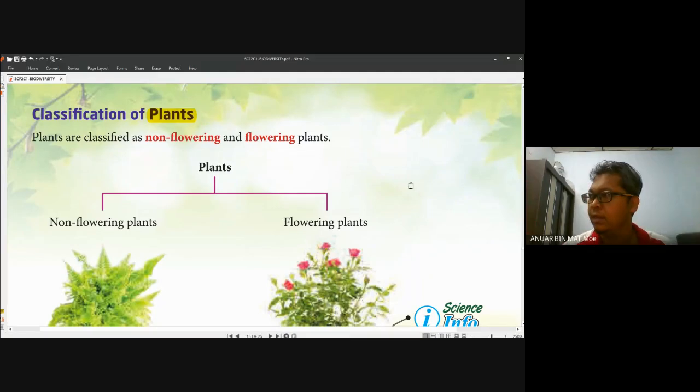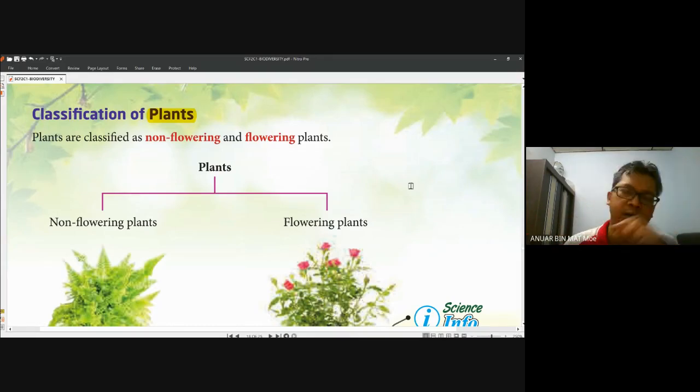Classification of plant. Remember, in biodiversity, we can divide it into two organisms. One is animal and one is plant. Humans are not considered part of biodiversity, because we are on the top of the food chain, or on the top of the organisms on the earth. We are talking about biodiversity, meaning plant and animal.